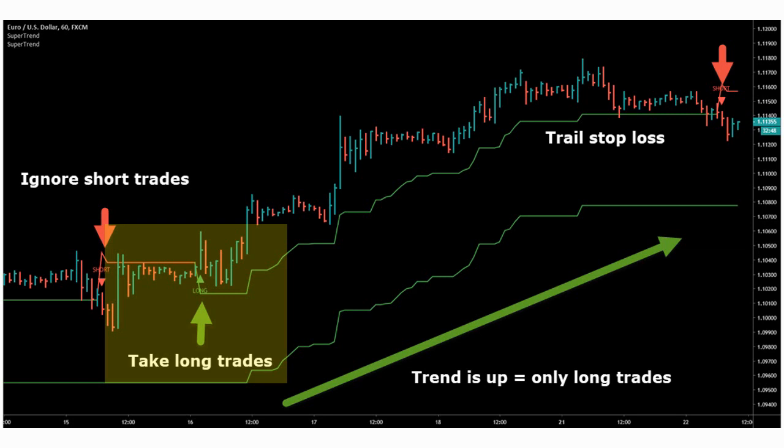You can enter at the next candle open. You can do a break of highs with a buy stop. You can enter at the close. That's up to you. Your initial stop loss is 2 times the average true range. Now we need to be able to position size properly.